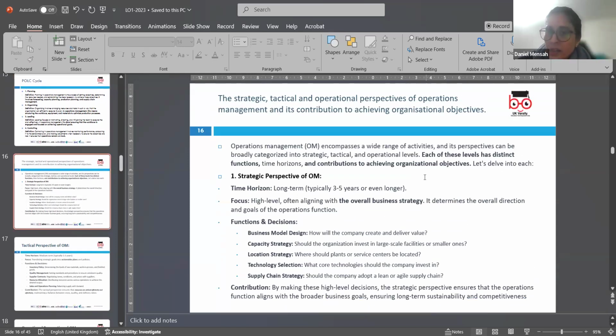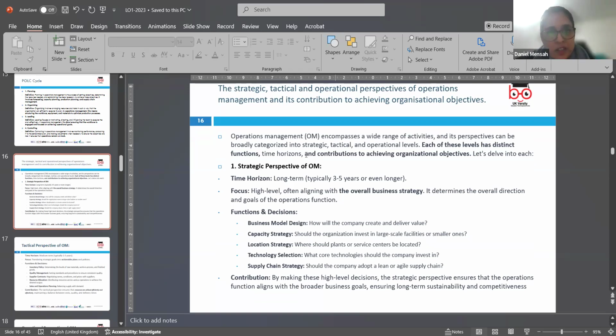So, like other management levels, operation management also has different levels: strategic, tactical, and operational. And they divided their activities into three levels. And why have they divided this? Because it has to achieve the organizational goal. So each level has to work toward the organizational goal.